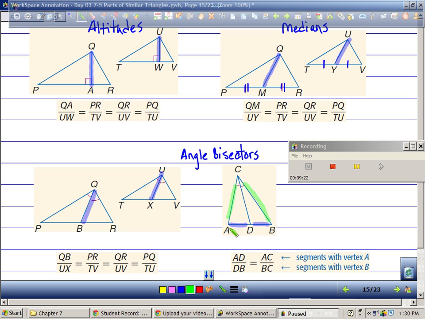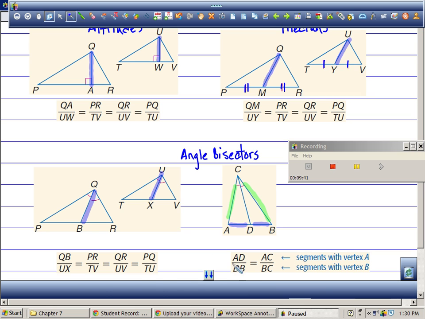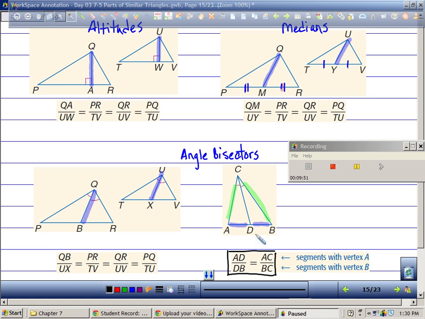And that's why I said you had to write this one down. AD compared to DB is equal to AC compared to CB. It's a little hard to figure out. So this part right here you should write down. And make sure you label this triangle. Okay, questions on these? Now, what are we trying to do with them? I'm going to show you right now.